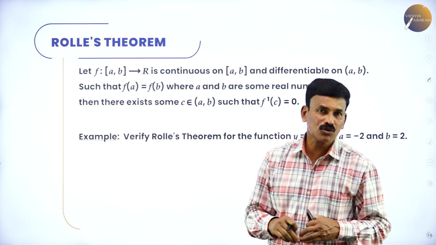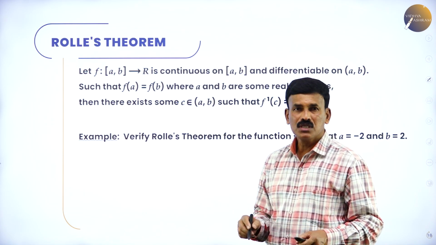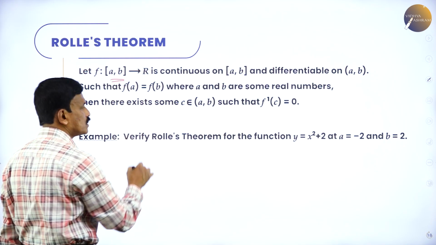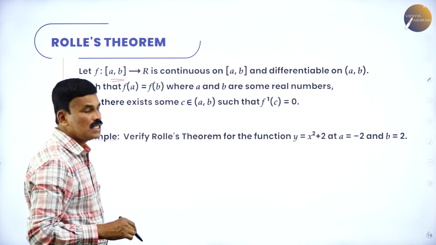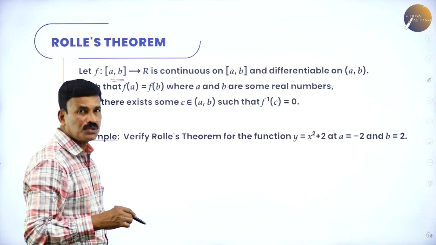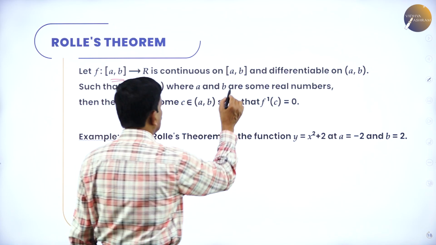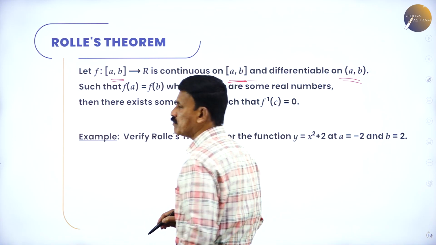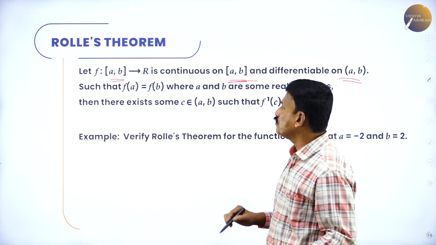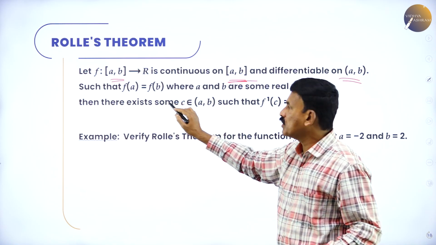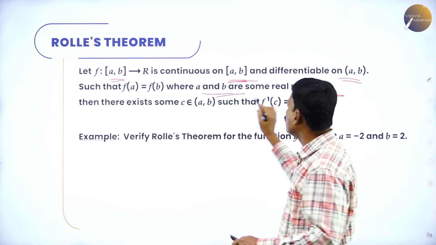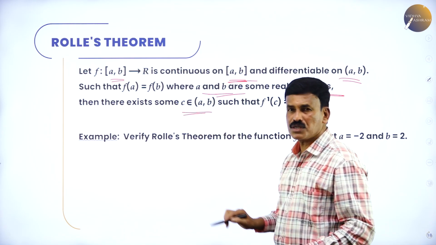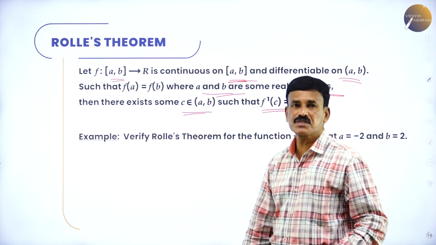The next concept is Rolle's theorem. Now what is Rolle's theorem? Rolle's theorem states that if a function f from the closed interval a, b to R is continuous on the closed interval [a, b] and differentiable on the open interval (a, b), and if f of a is equal to f of b, where a and b are some real numbers, then there exists a c which lies between a and b, that is c belongs to (a, b), such that f dash of c is equal to 0.